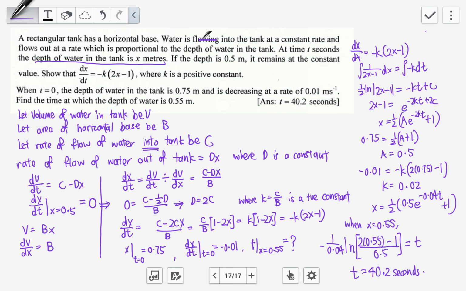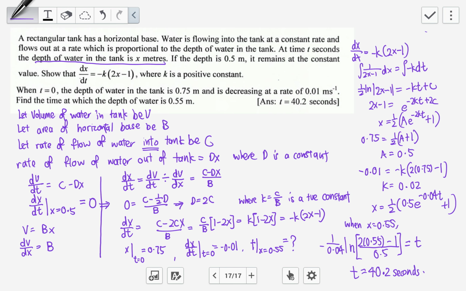With this, we can convert some of these English statements into their mathematical equivalent. So that means the rate of change of volume of water is equal to the rate of inflow, which is C, a constant, minus the rate of outflow, which is proportional to the depth of the water. So let D be the proportionality constant, so it will be Dx. Then we have this first differential equation.